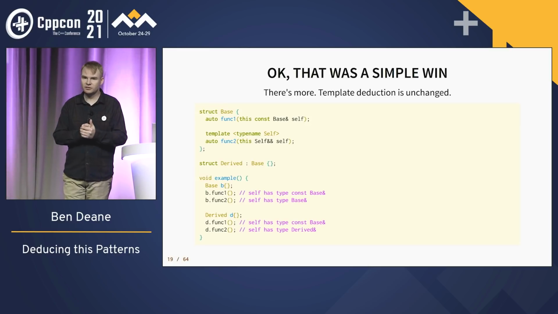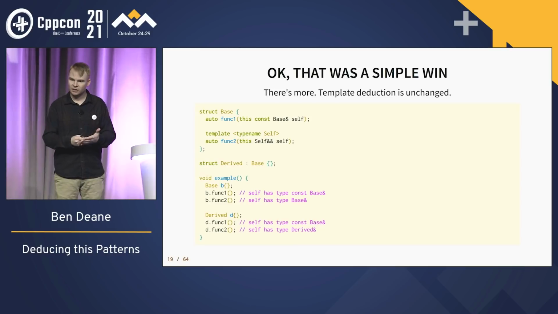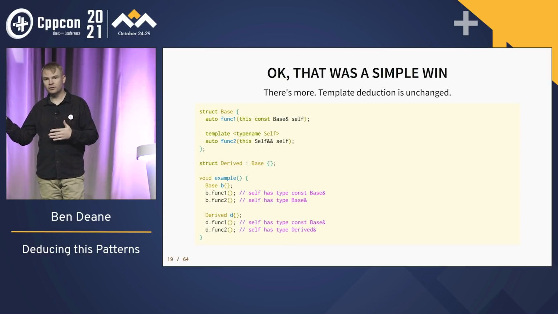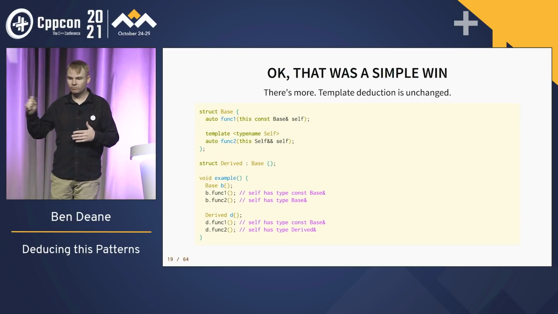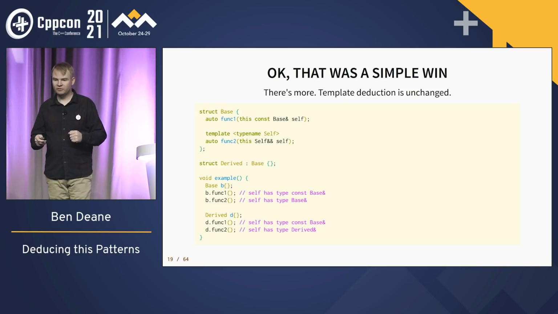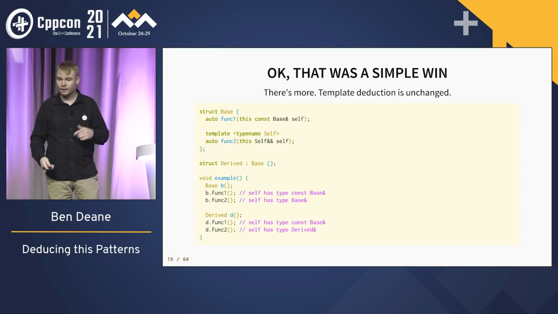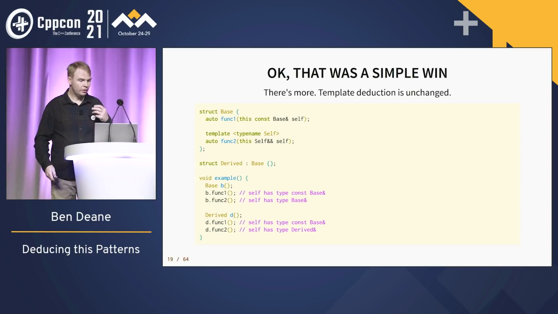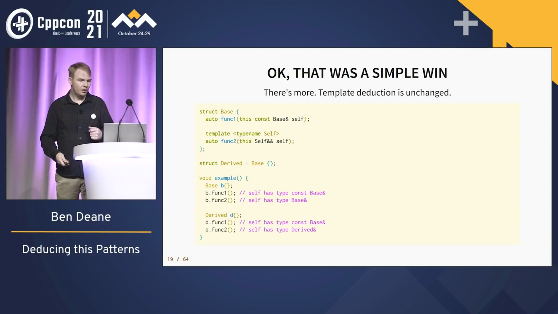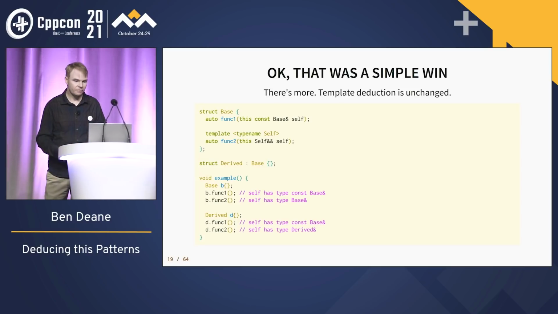This is an important slide to understand. Template deduction is unchanged. So we have a base class here with two functions. Func1 is not using deduction on this, it's just using a constraint, right? And func2 is using deduction. And then we have a derived class. When we call through the base func1, we get type const base ref. And when we call func2, we get the deduced type, which in this case is base ref.